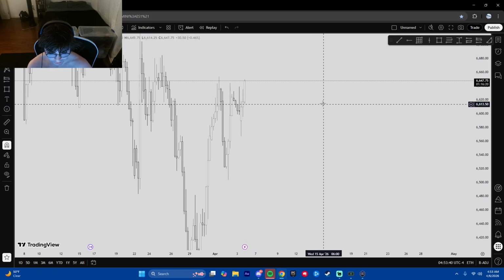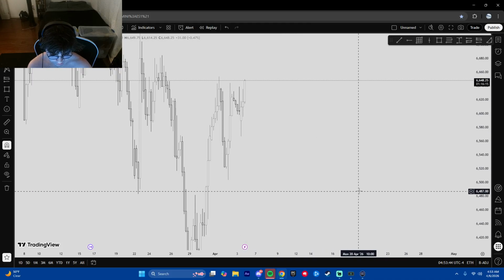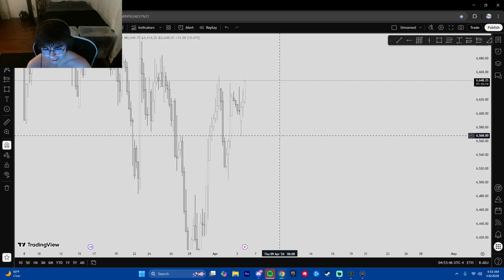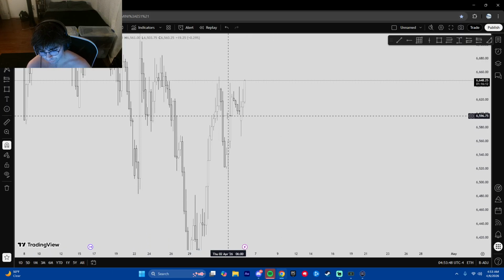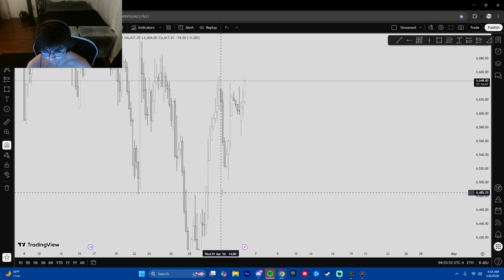So how I find my draw on liquidity: I look at current market structure. I look if we're putting in lower highs, lower lows, lower highs, lower lows, higher lows, higher highs, higher lows, higher highs. I look at how the market is moving. I read which PD arrays are holding. So essentially I read order flow in order to determine where the market is drawing.